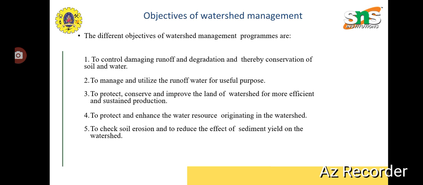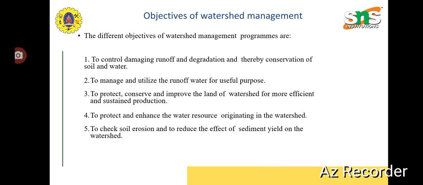Coming to the objectives of watershed management, the objectives can vary based on the local ecological conditions, and the main goal is to promote conservation and sustainable agriculture and improve the livelihood of the people. The first one is soil and water conservation, where it prevents soil erosion, retains rainwater, and enhances groundwater recharge to maintain soil fertility and water availability.